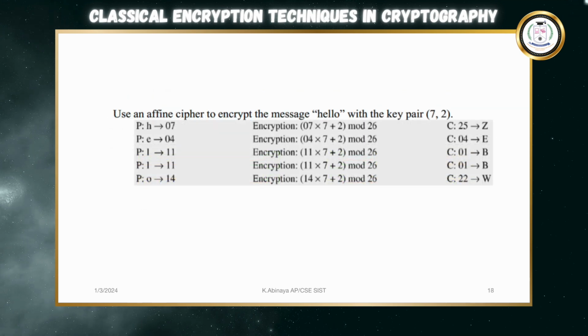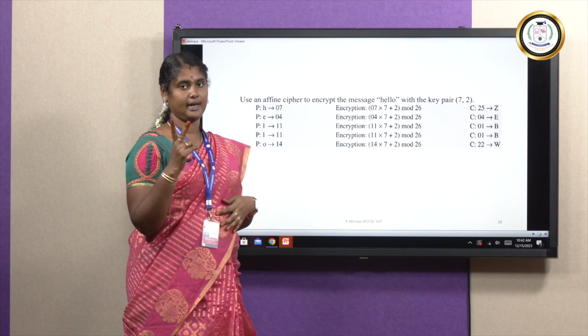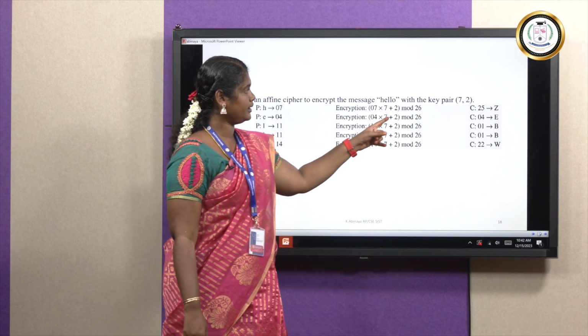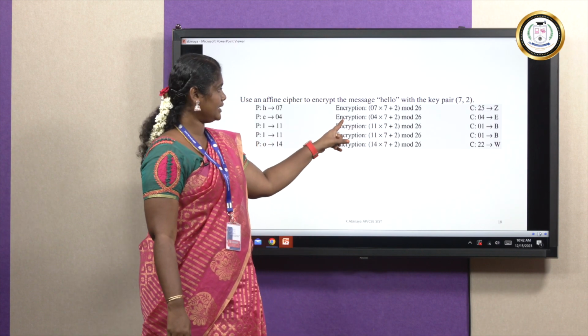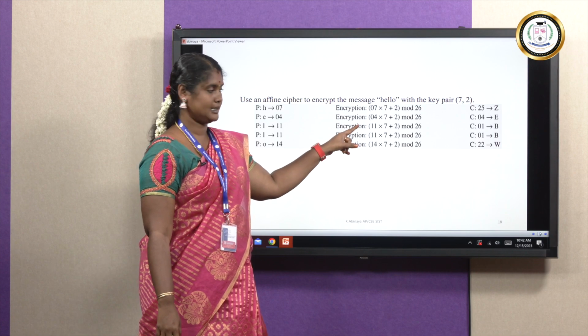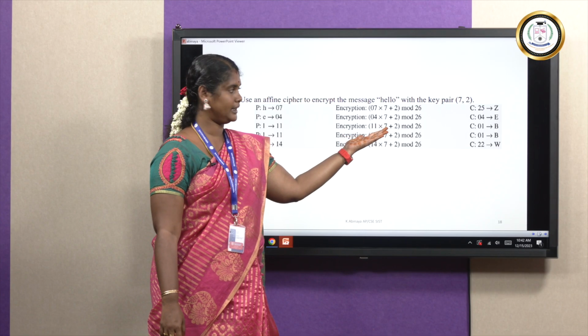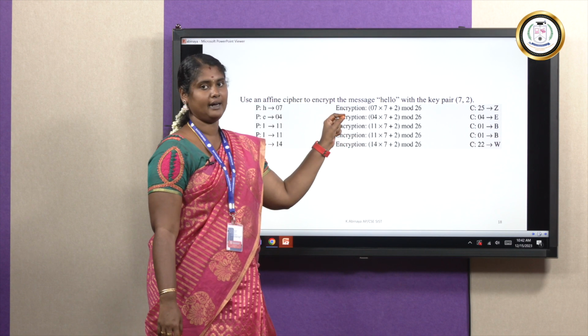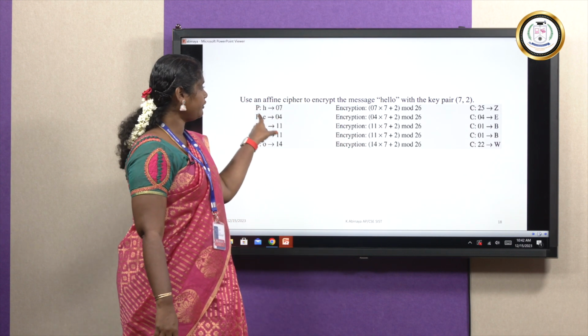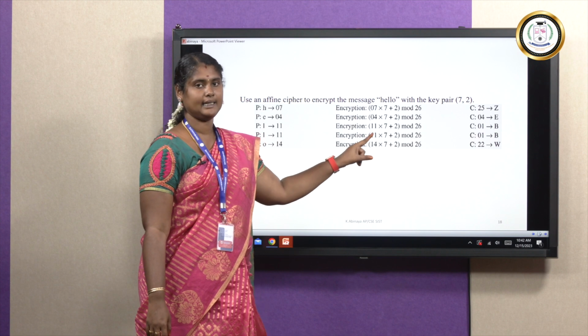So here this is an example. Here also I am taking hello. Here we are having two different keys, 7 and 2. So 7 is for multiplication, after that plus 2. So first 7 sevens are 49, 49 plus 2 is 51. If I take modulus 26, then the remainder is going to be 25. The 25th letter is Z. So instead of H I am going to have Z as the value.